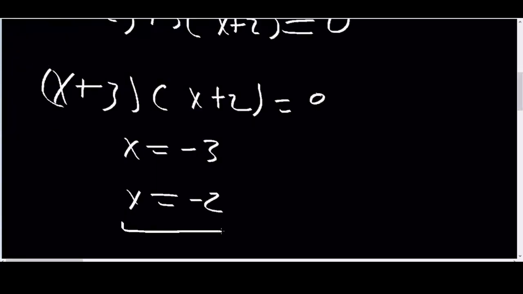To get the solutions, set each factor equal to 0 and solve for x. x equals -3 and x equals -2.